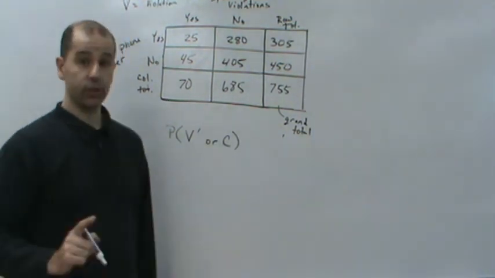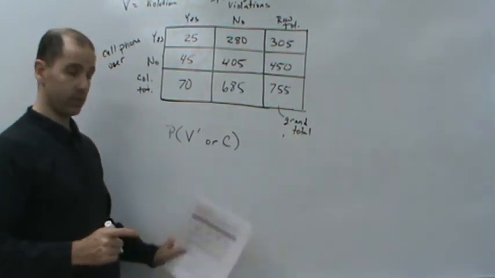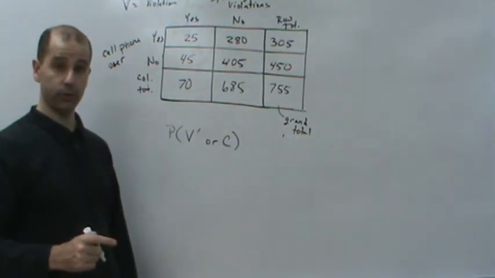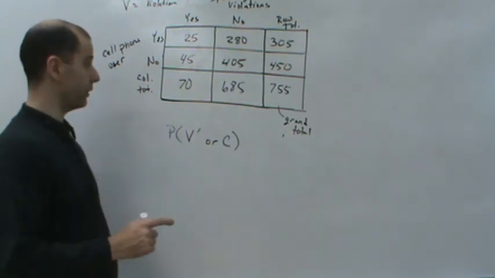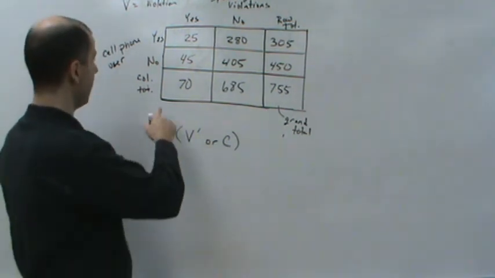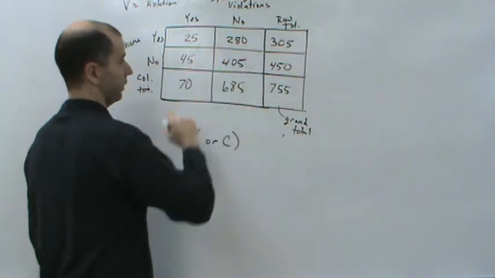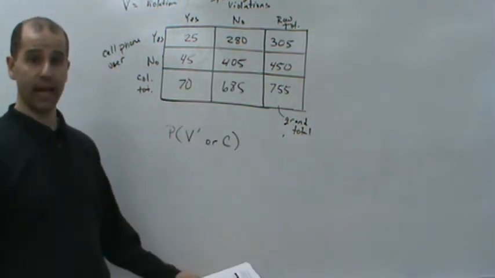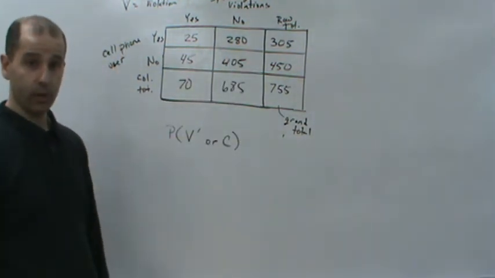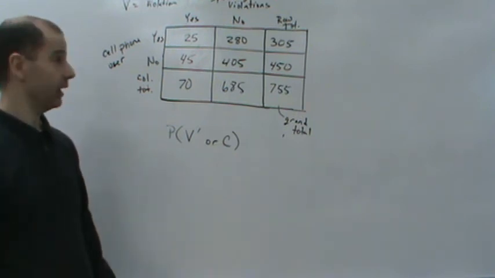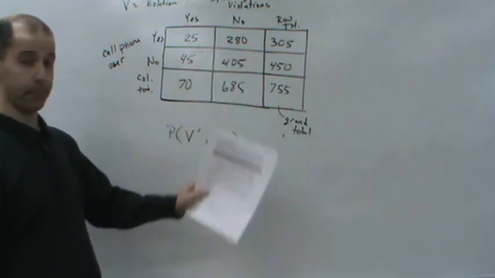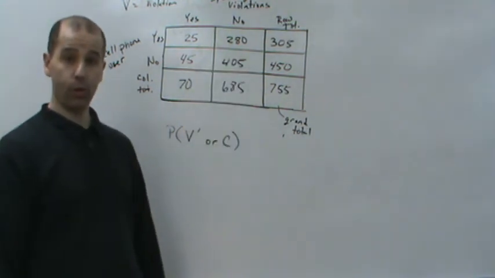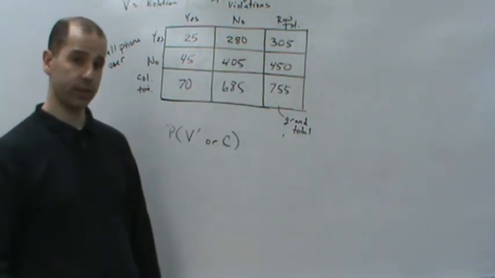are they mutually exclusive? Or you ask yourself, are they mutually exclusive? Can they happen at the same time? Yes, that's what we calculated before, right? There are 280 people who attest that, hey, I'm a cell phone user and I have not had a speeding ticket in the past year. So it can happen that it's both, so therefore they are not mutually exclusive.